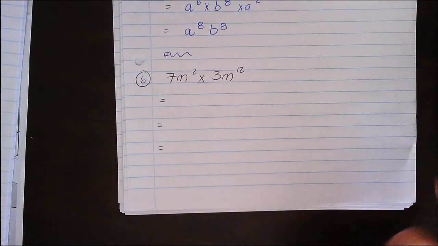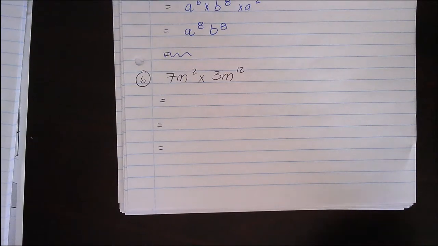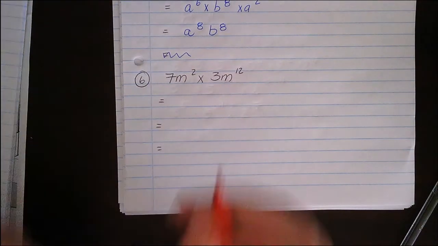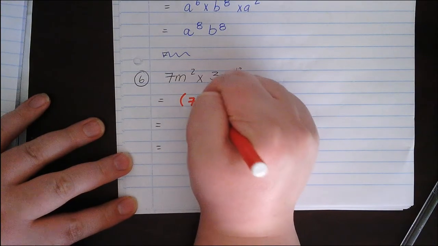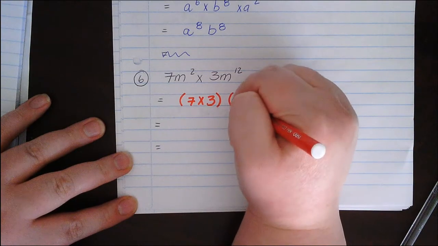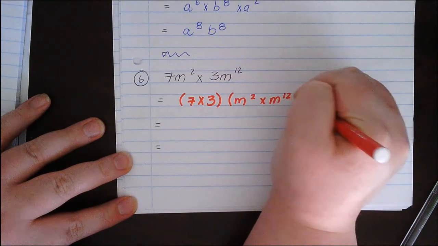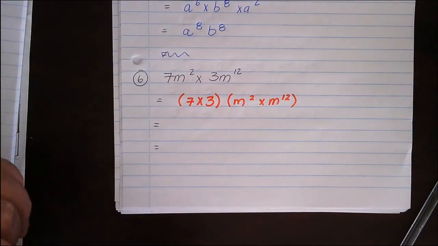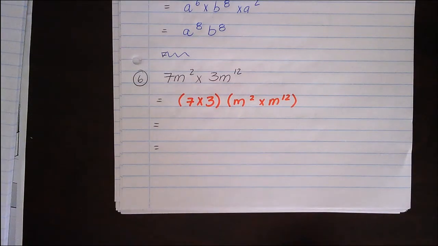Then let's look at number 7. Let's say they have coefficients. Now I need you to pay attention to this one, because what I'm going to do is multiply the coefficients as usual. 7 times 3. Okay? And then I'm going to group the m squared and the m to the power 12 together. And this is in color. You don't need that step at all. You don't need it. I'm just showing you what happened.